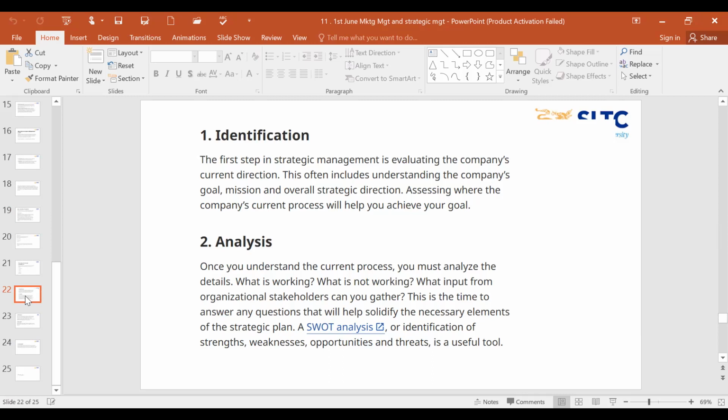Once you understand the current process, you must analyze the details. What is working? What is not working? What inputs from organization stakeholders can you gather? This is the time to answer any questions that will help solidify the necessary elements of the strategic plan. A SWOT analysis or identification of SWOT is a useful tool, what I told you before.